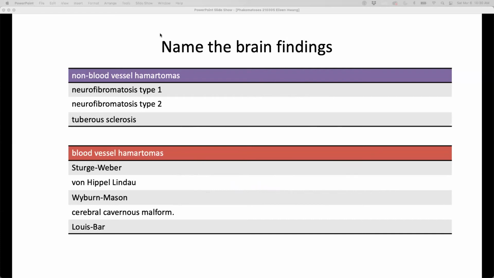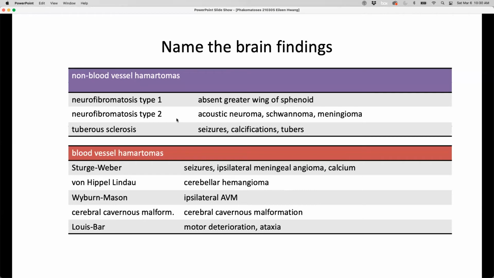and then neurologically speaking, what do Louis-Bar patients get, or however you pronounce it? Seizures and ataxia. Yeah, good. And that ataxia-telangiectasia name is good to tell you what they have. Okay. All right. So let's see. We talked about these things. So yeah, it's called a meningeal angioma. They have calcium.